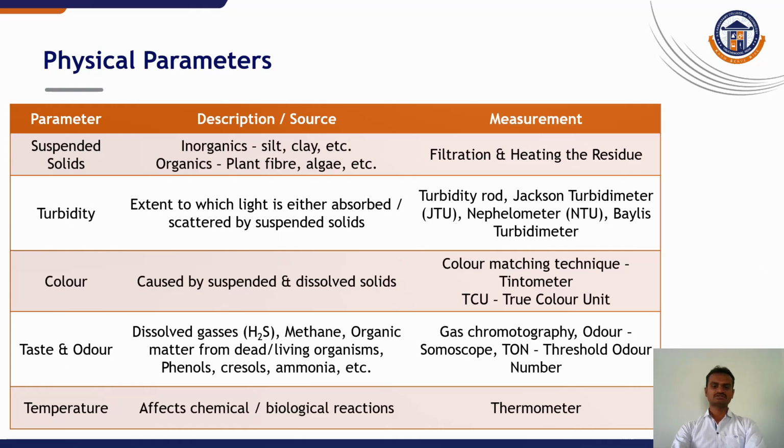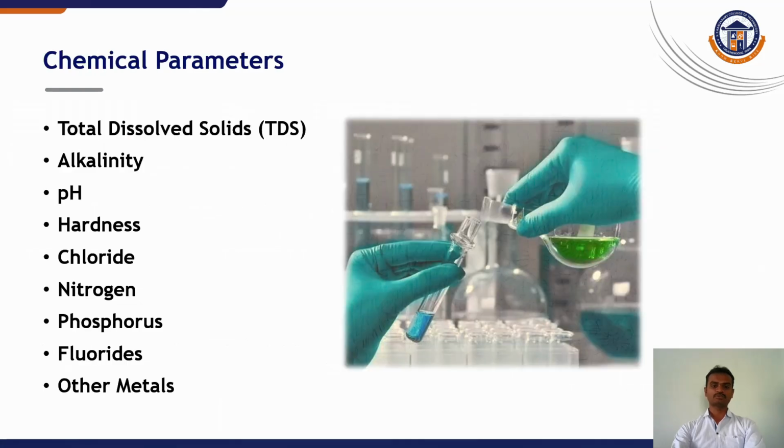The taste and odor. These are qualitative parameters. For instance, hydrogen sulfide gives water a rotten egg smell, and the metallic taste may indicate high levels of iron and copper. So, gas chromatography, odor meter, and threshold odor number is the measurement for taste and odor. And the temperature, though the temperature is vital, it influences chemical reactions, biological activity, and oxygen solubility. For example, warm water holds less dissolved oxygen, which can stress the aquatic life. We can measure the temperature using the thermometer.